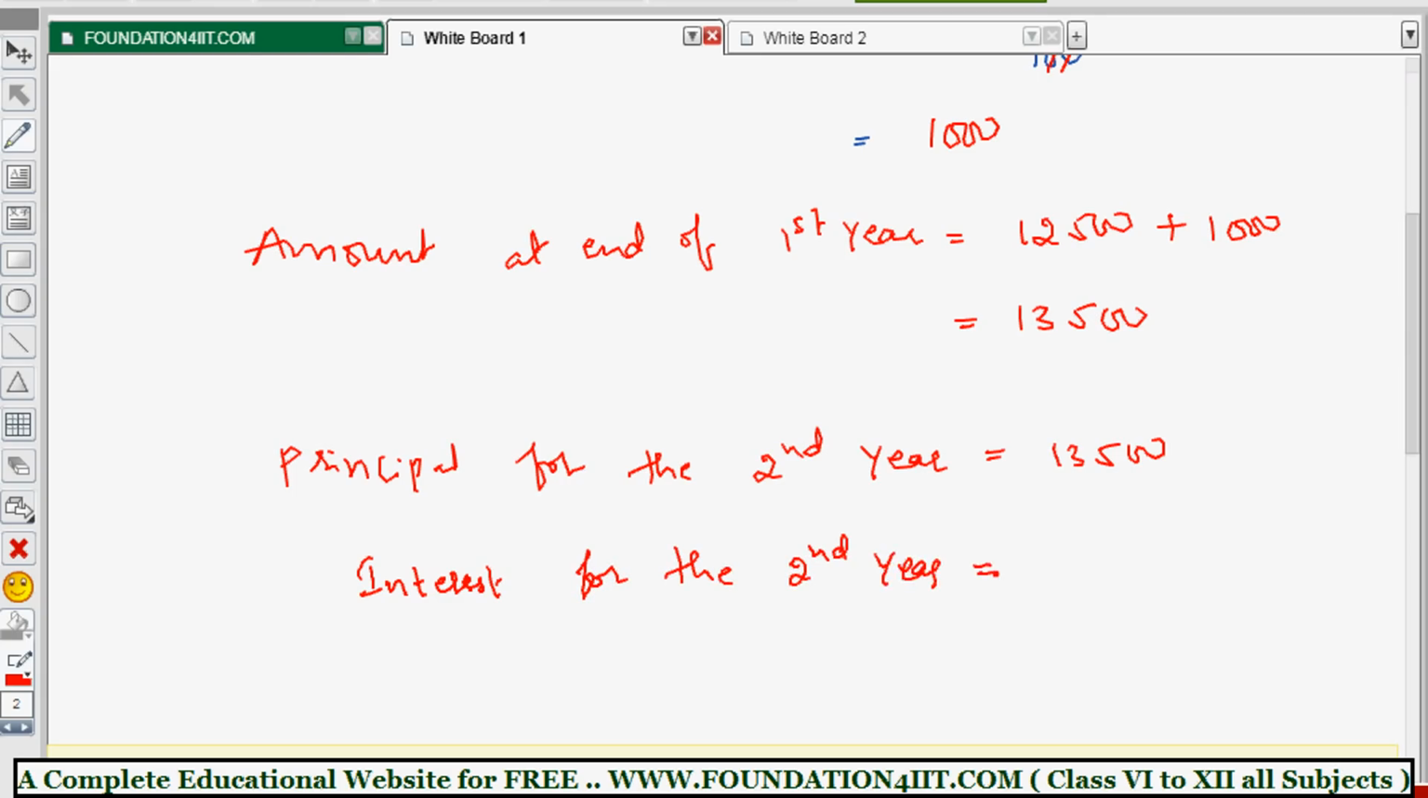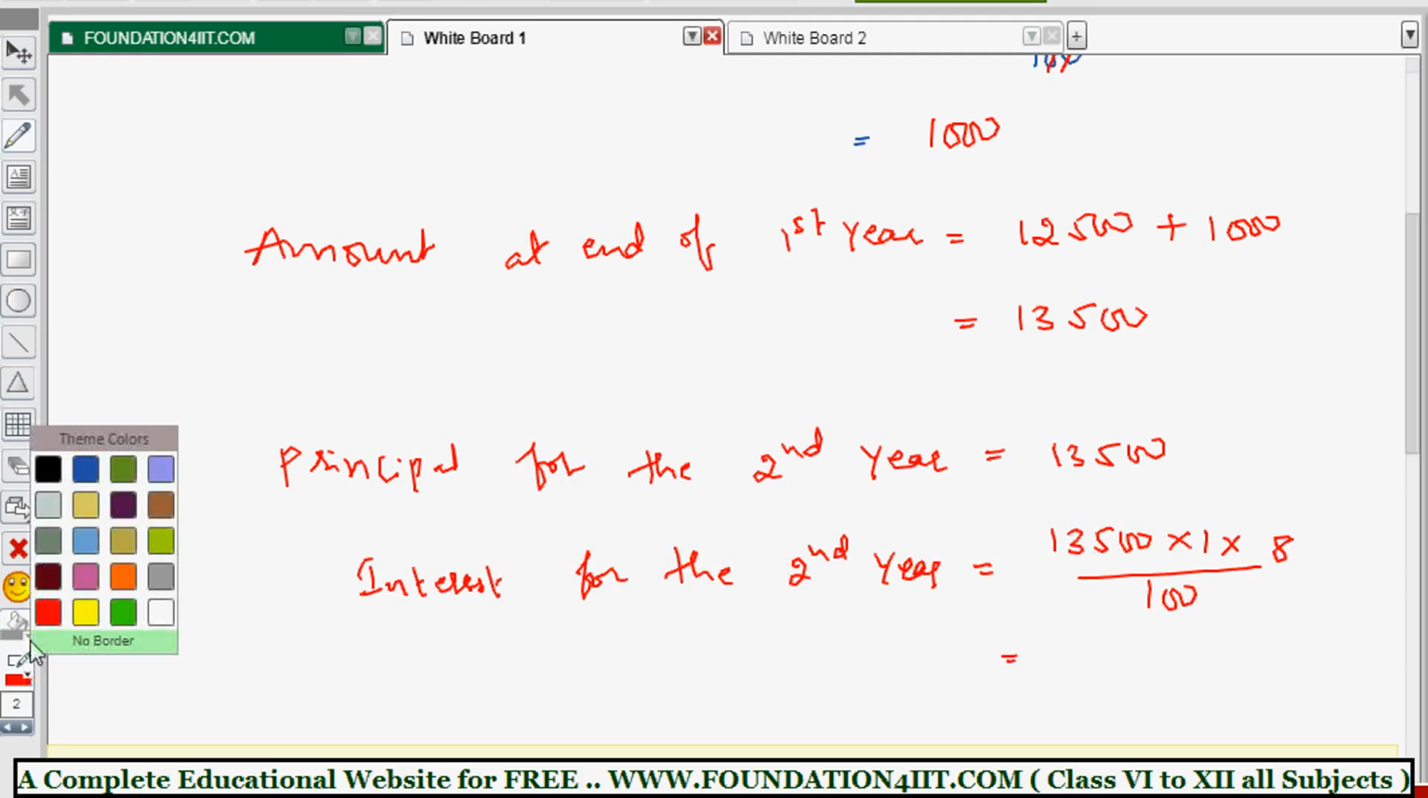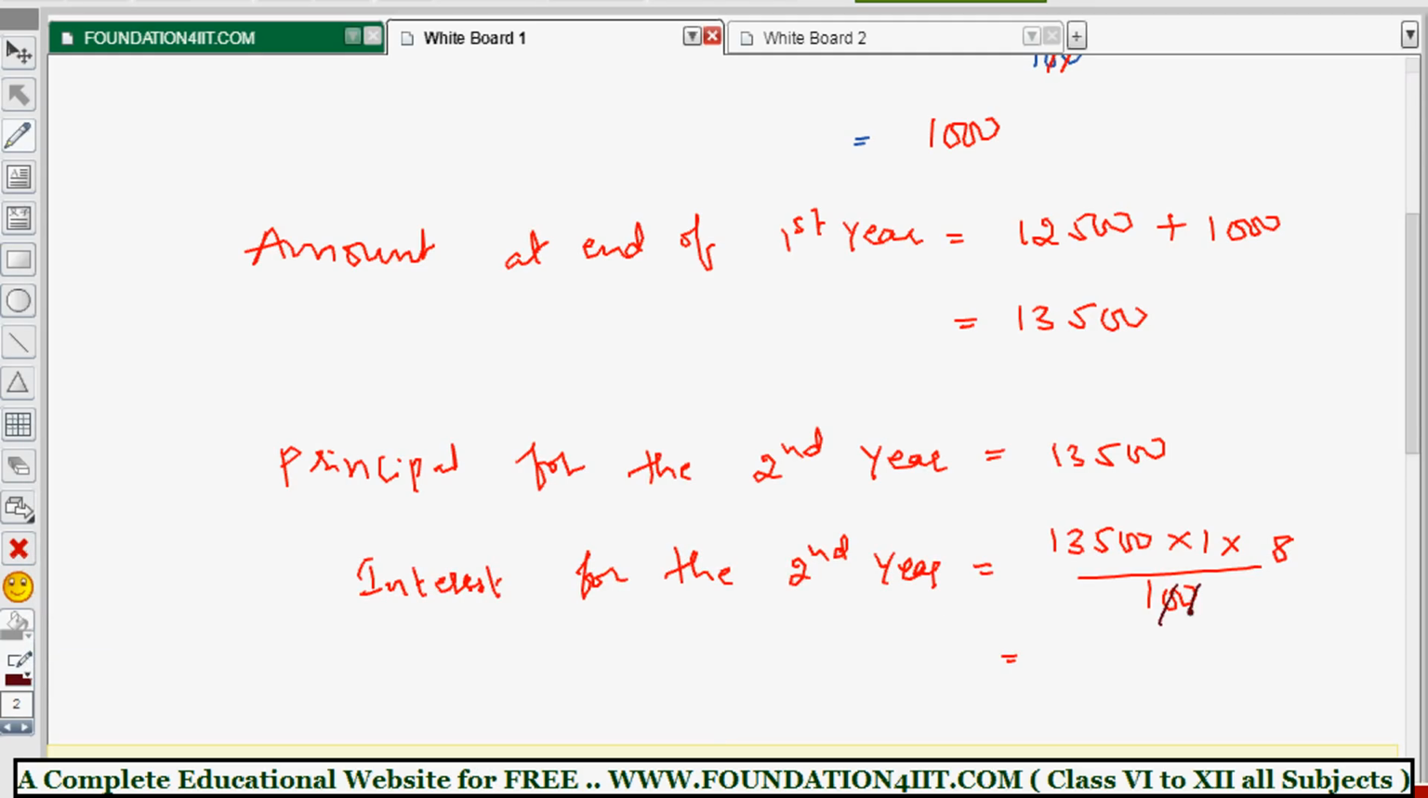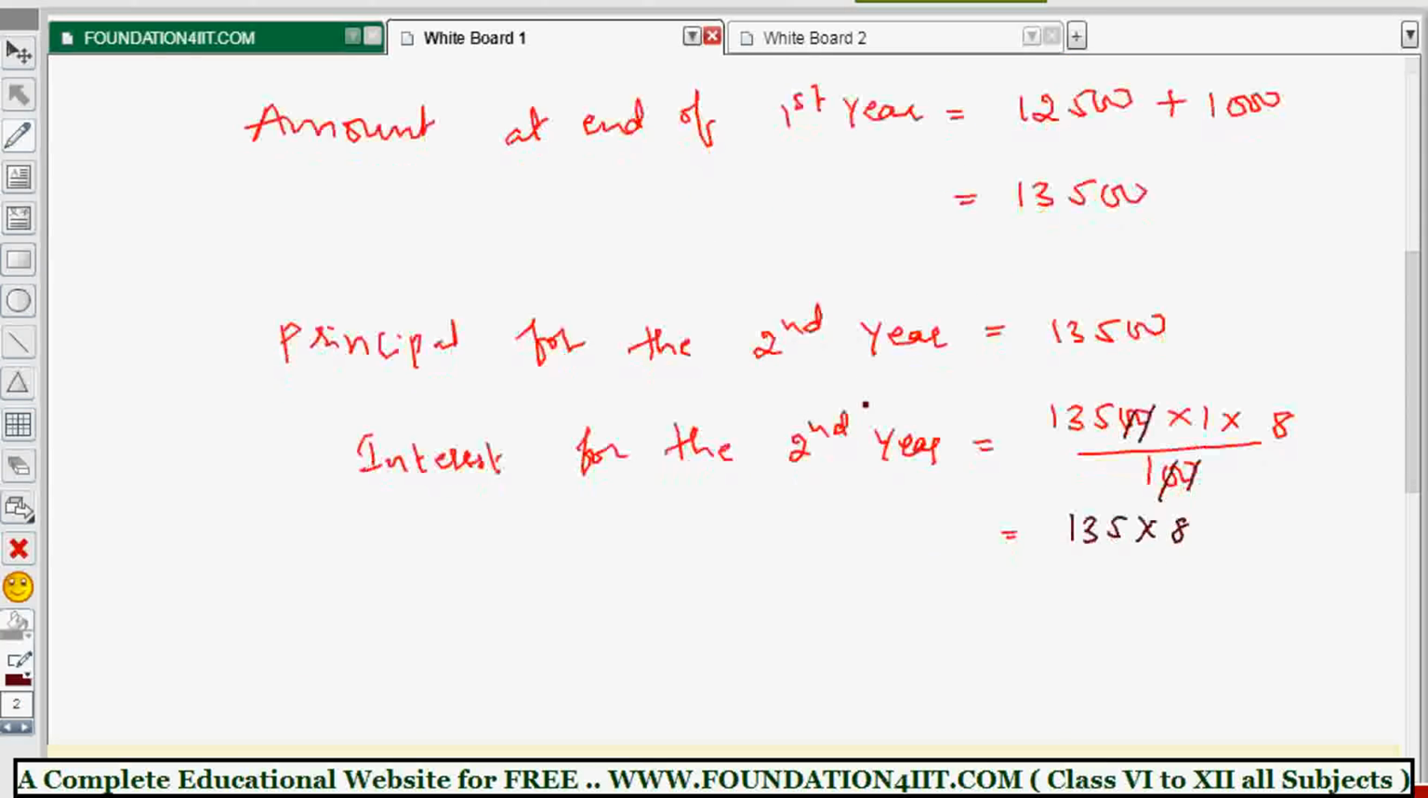If you want to find the interest for the second year, it is the same. Now the principal is 13,500, for one more year, the second year, and the rate is 8% by 100. Just do this calculation, you can simplify here, and 2 zeros will cancel. 135 into 8, if you multiply, that is the interest for the second year. So 135 into 8 is 1080. Now this is the interest for the second year. Now the amount at the end of the second year.